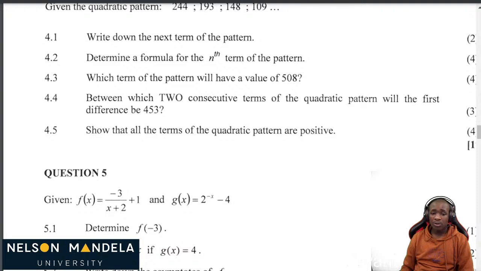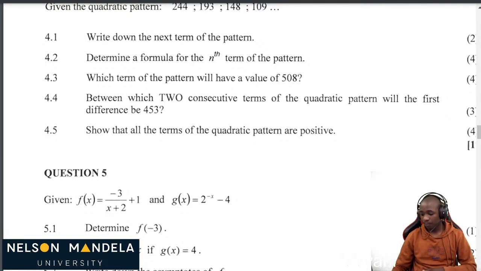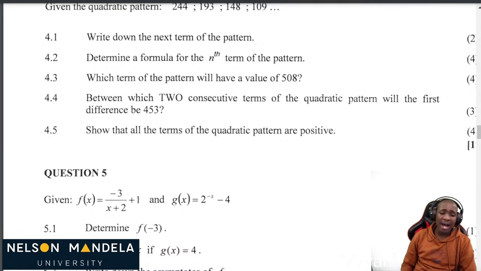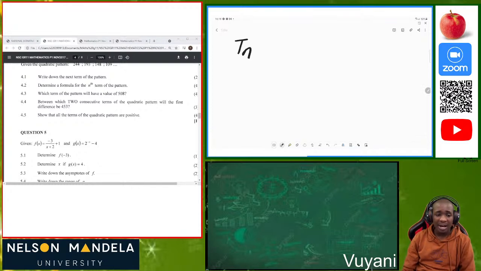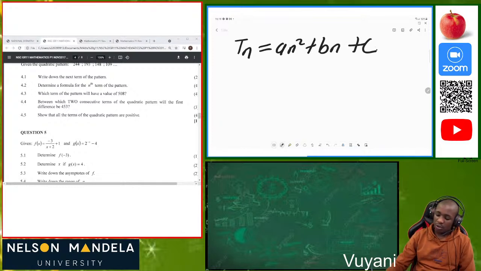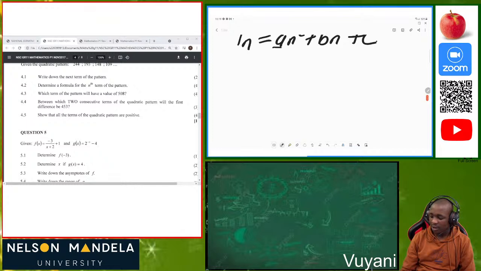To our question 4.2, determine the formula for the nth term. This one is going to be a bit long. So in order for us to determine the formula for the nth term, we know that Tn of a quadratic pattern is always equal to an squared plus bn plus c. So now we have to find these values of these coefficients.